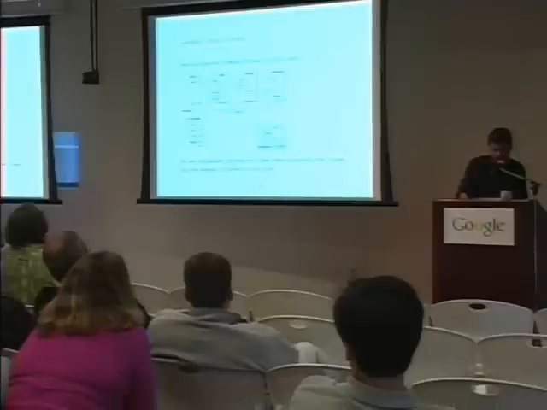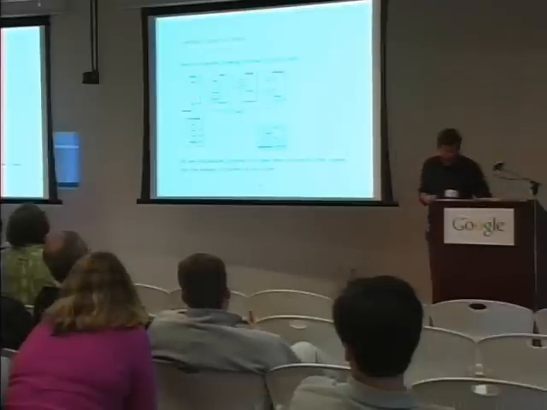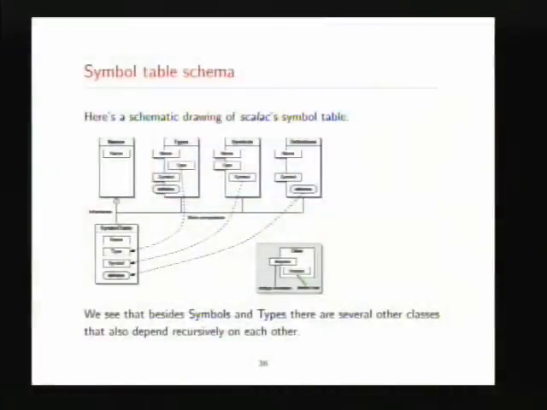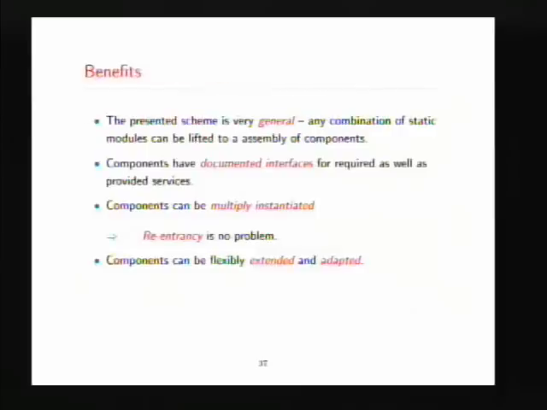Okay. Actually, you can push this to UML-like notations and have a required thing, but I skipped that because time is running out. So the benefits of this scheme is, it's very, very general. You can take any combination of static modules and lift it to an assembly of components. You get documented interfaces for required as well as provided services. In this requires clause, you list exactly what you require. You get for free multiple instantiation of components, so you don't have a problem with reentrancy. And you can be very flexible in extending and adapting components.